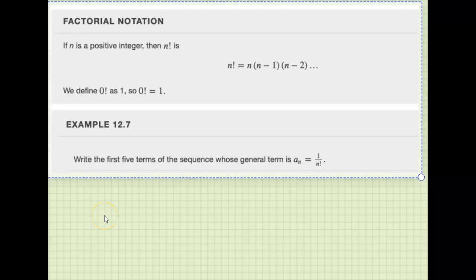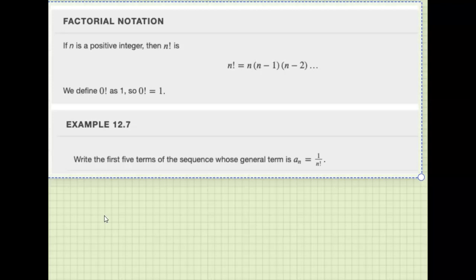Hello everyone, let's look at this next example. Before we list the first 5 terms of a sequence, before doing example 12.7, we're going to look at factorial notation. Factorial notation involves an exclamation point at the end of a number.